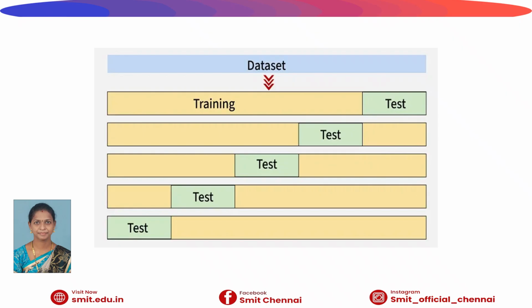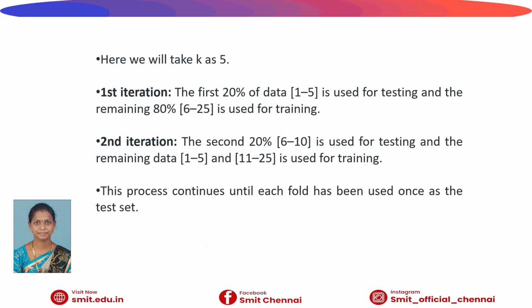The same process continues for the third, fourth and fifth iterations. Eventually, every fold gets an opportunity to serve as the testing set exactly once.